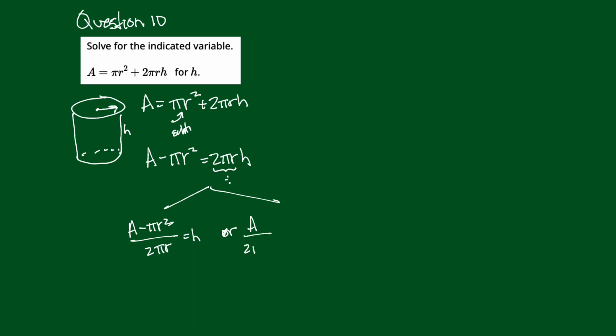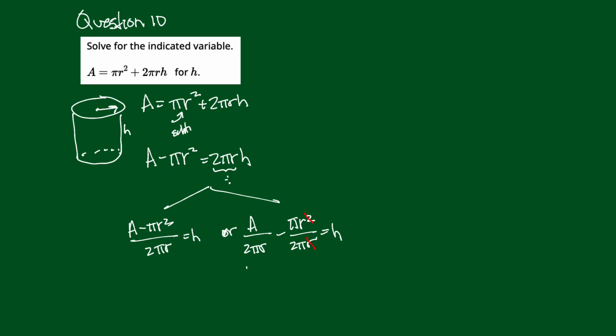A over 2 pi r minus pi r squared over 2 pi r. And if I do it this way, I can cancel a little bit. We haven't gotten into this yet, but we'll see. Maybe you know it already. I've got two r's on top, right? Look up here. r squared is r times r. One r on the bottom. One of those r's is going to cancel. So that r might cancel with that r. And then I'm left with this.